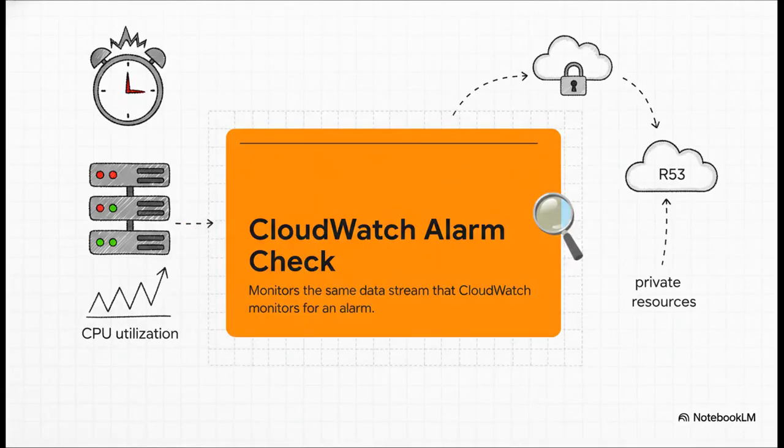Okay, but what about the stuff that isn't on the public internet? Like a database tucked away in a private subnet? This is a classic exam question, and the CloudWatch Alarm Health Check is your answer. You can create a CloudWatch alarm for pretty much any internal metric, CPU, memory, whatever. Then you just tell Route 53 to monitor the alarm itself.